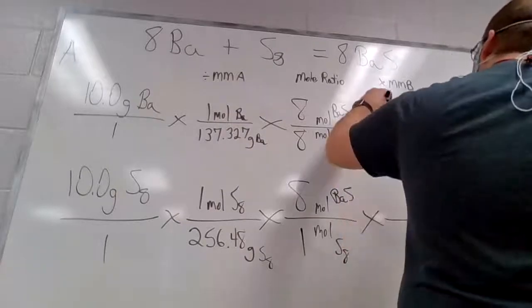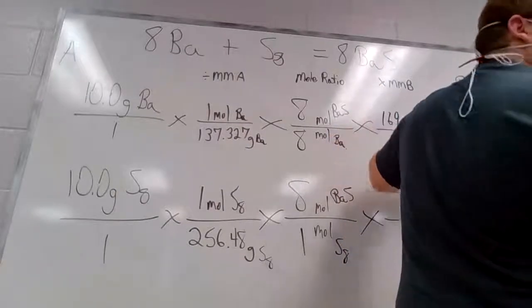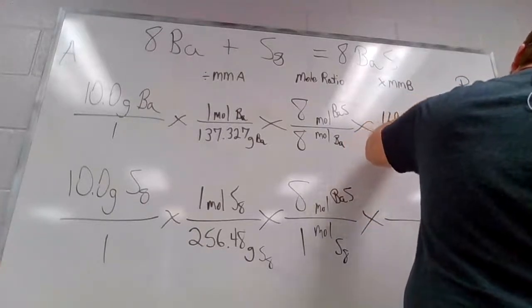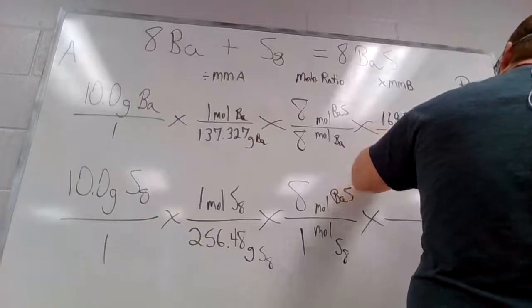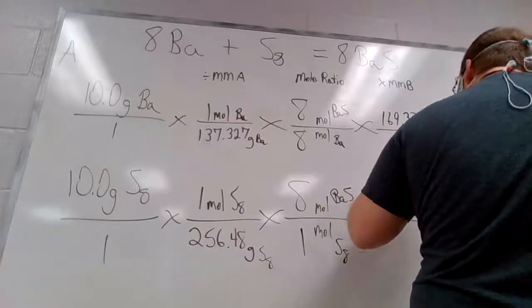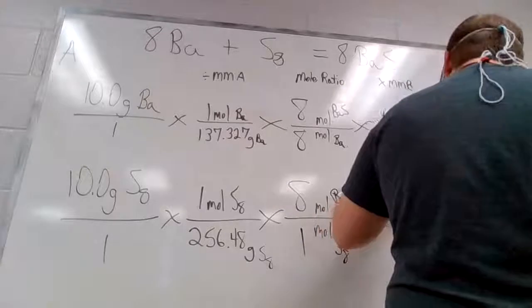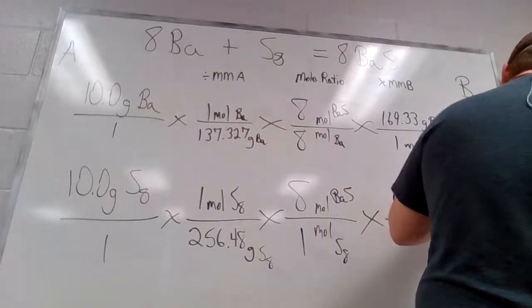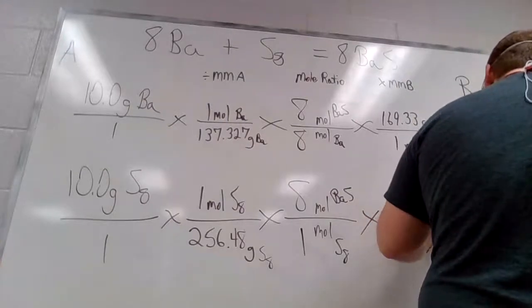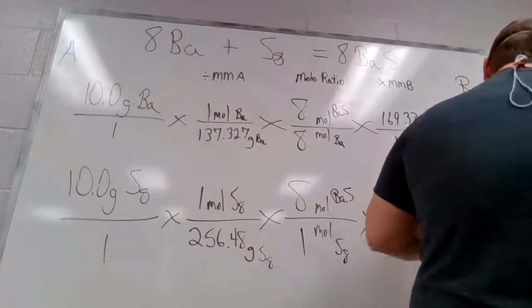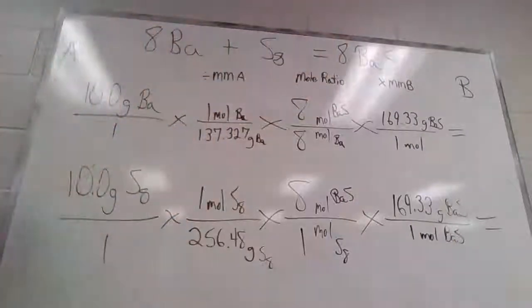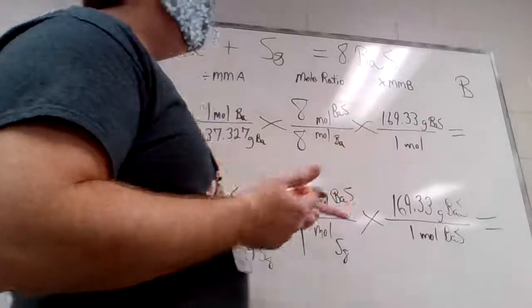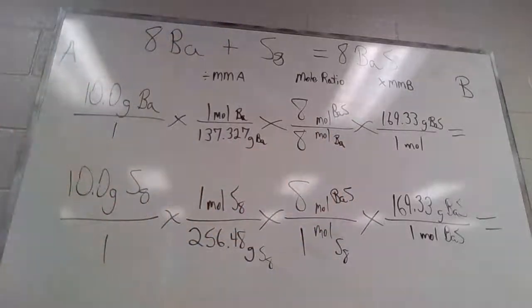Nice catch. 169.33? Is that what you said? Cool. 169.33 grams of BAS over 1 mole. And then this is going to be the same because I have the same ending chemical, 169.33 grams of BAS over 1 mole. BAS. And now everything's set up. Now I've divided by my molar mass for both of these, used my mole ratio for both of these, and then multiplied by my final molar mass.